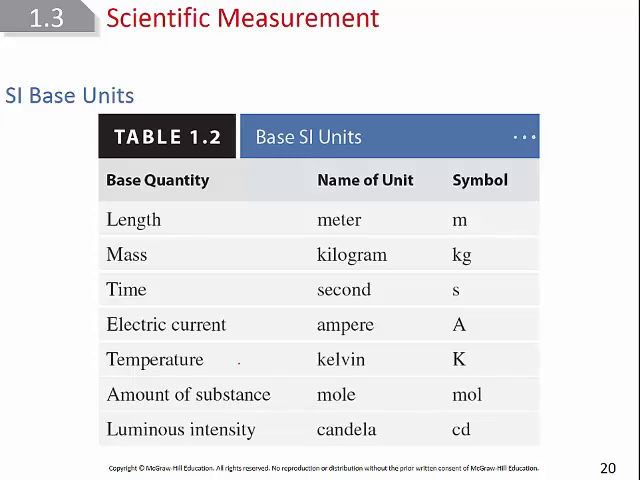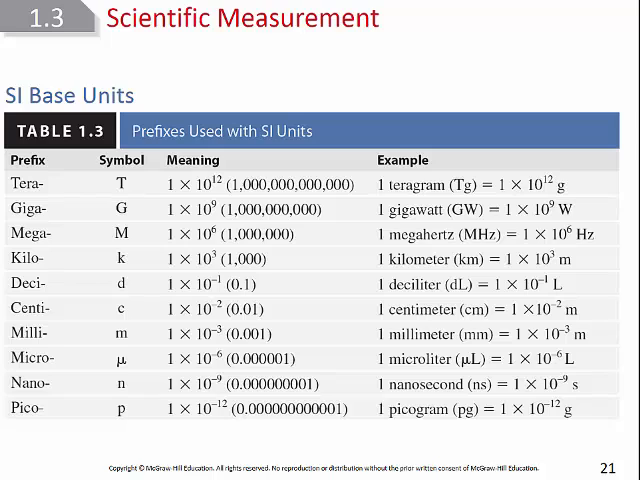Temperature is not in degrees Celsius, it is in Kelvin. Amount of a substance, when we're dealing with amounts, is in moles. We'll deal with that more in Chapter 3. And then luminous intensity we don't deal with much in general chemistry. So with the metric system, as you saw with grams versus kilograms, they deal with prefixes and they're all in units of 10.